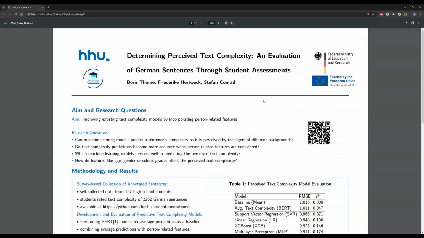Welcome to my presentation about determining perceived text complexity, where we evaluated German sentences through student assessments. Our aim and research questions were to improve existing text complexity models by incorporating person-related features.